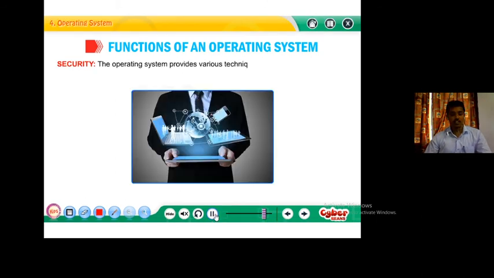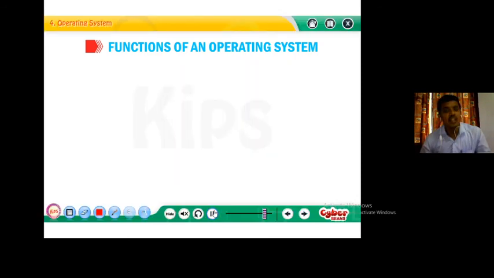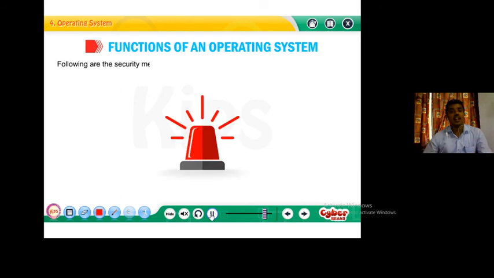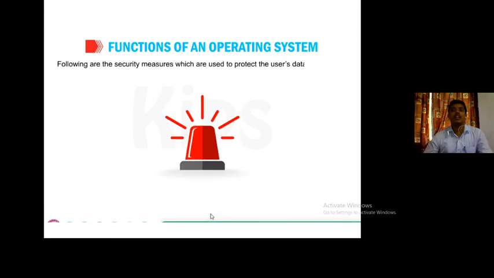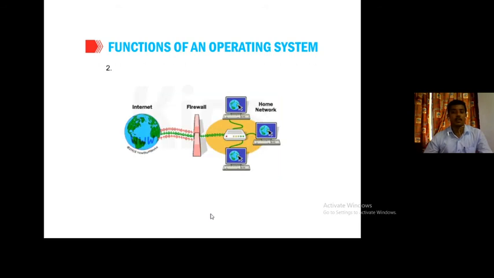Security, so it's also very important. The operating system provides various techniques which assure the integrity and confidentiality of the user's data inside the operating system. Following are the security measures which are used to protect the user's data from threats and intrusions. So what are the threats you see? First one, protection against unauthorized access through login and password. Unauthorized access is not allowed without the login and password.